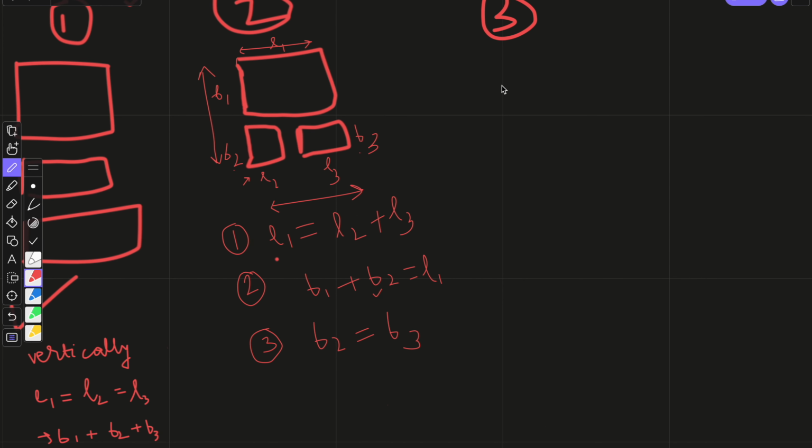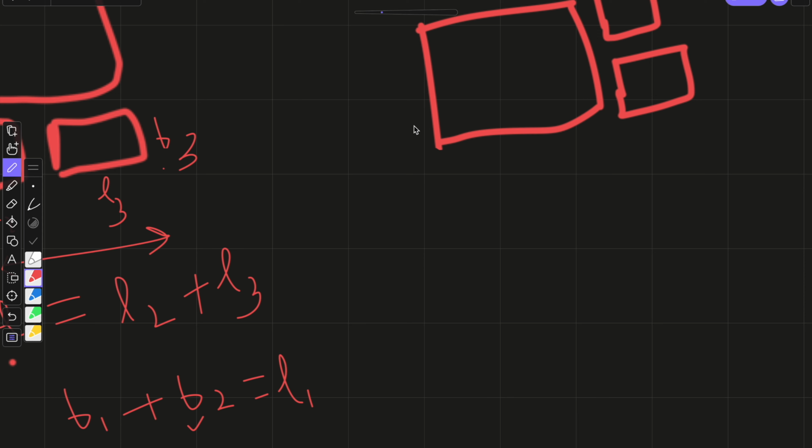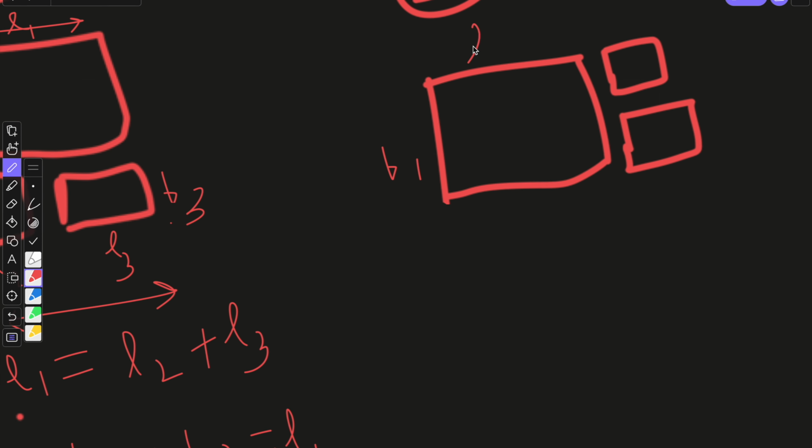How can we arrange the rectangles? This would be the first rectangle, this would be the second rectangle, and this would be the third rectangle. So horizontally the rectangles are placed. Now this would be B1, this would be L1, this would be L2 and L3 respectively. This is B1 and this is B2.